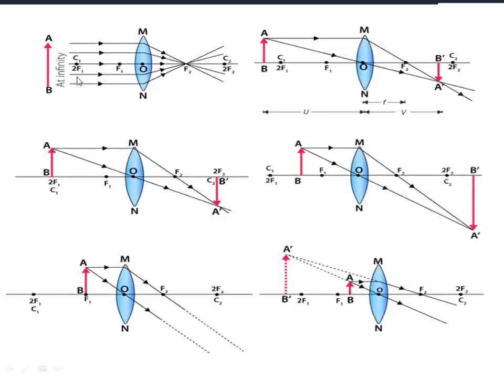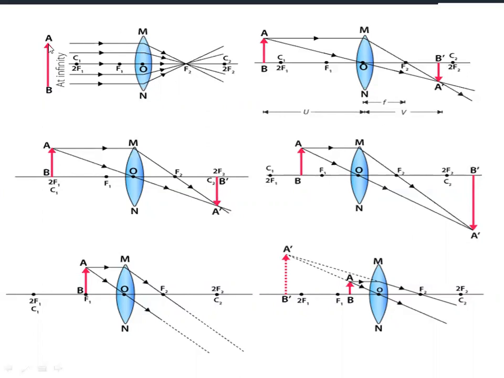First, the object is at infinity. Infinity is nothing but a distant object. For example, a tree or a building at a long distance. Some long distance object we will take here, and we will consider this as an object at infinity. The object is considered as A and B here.